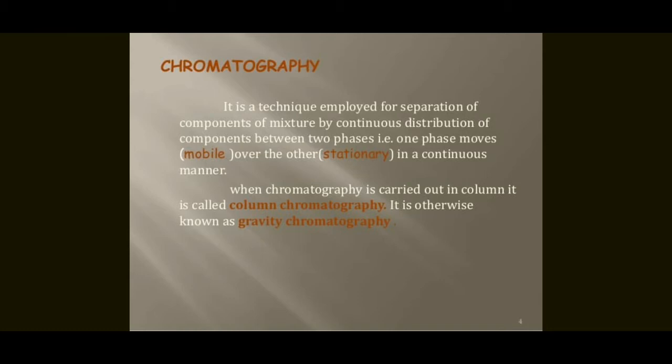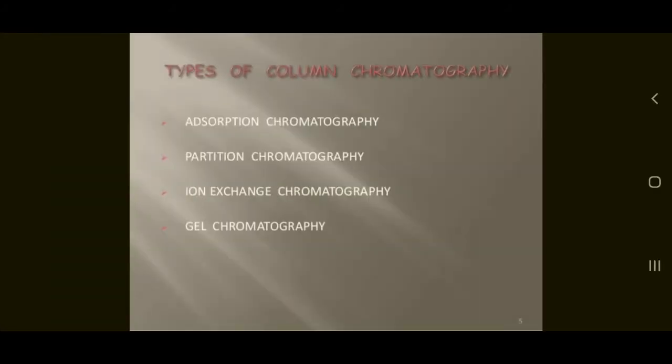When chromatography is carried out in a column, it is called column chromatography, and it is otherwise known as gravity chromatography. Students, types of column chromatography. Column chromatography has four types: adsorption chromatography, partition chromatography, ion exchange chromatography, and gel chromatography.